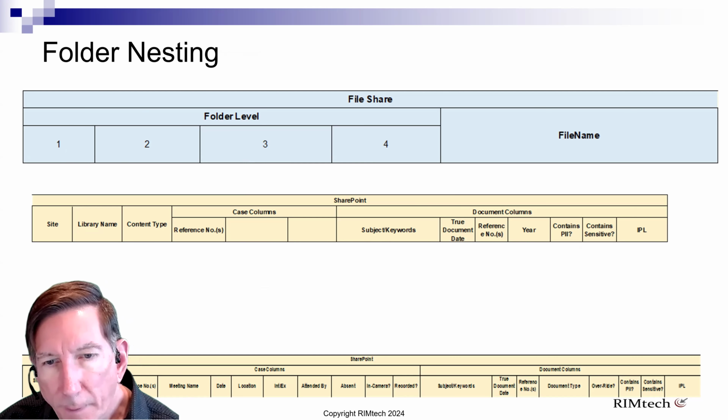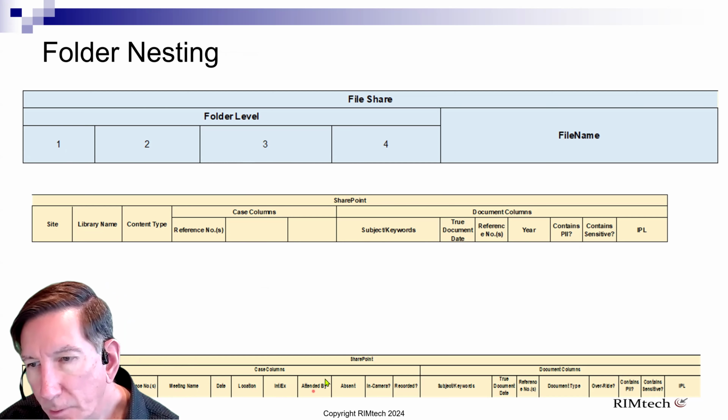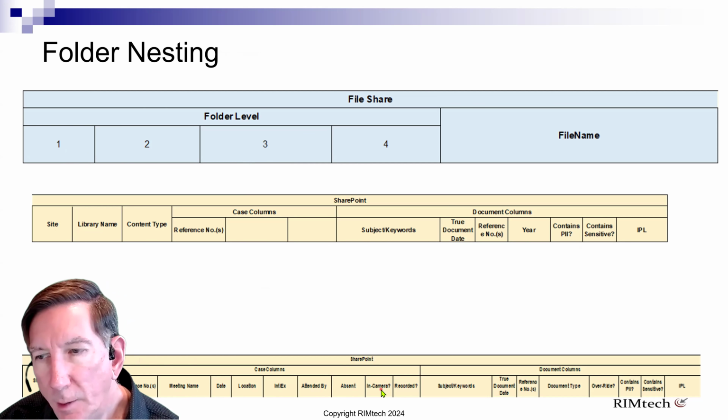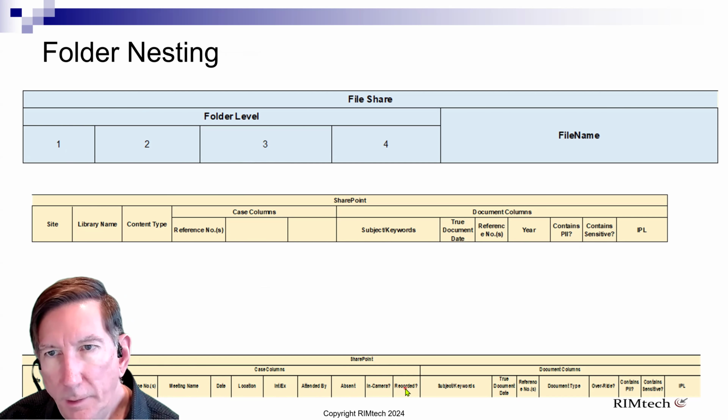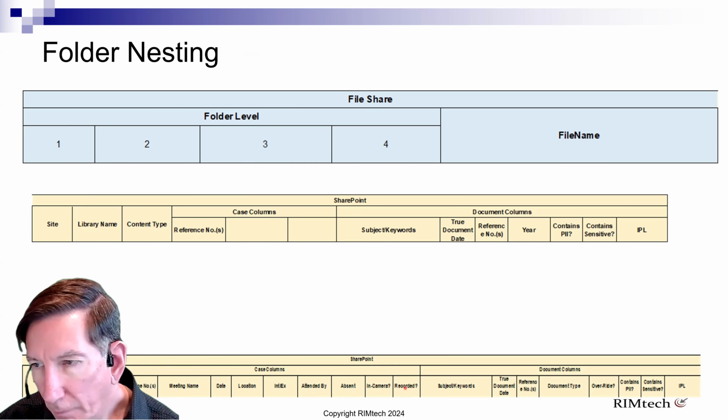So here we have the meeting name, the date, the location of the meeting, whether it's an internal or external meeting, who attended it, who was absent, was it an in-camera meeting, and was it recorded? That's all the metadata that we had to fill in.